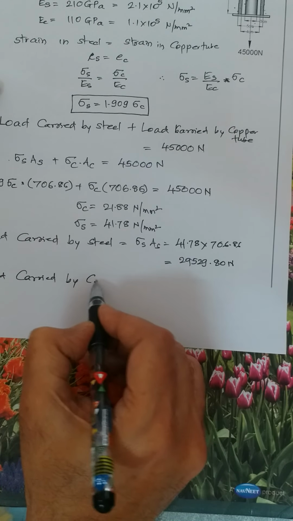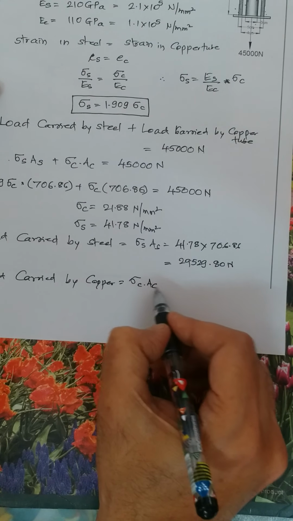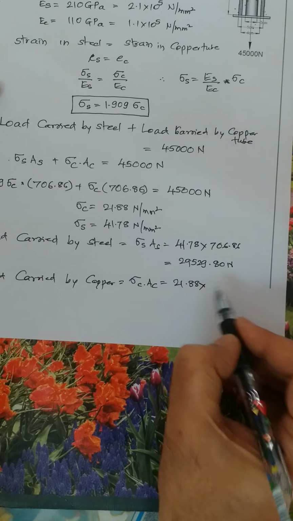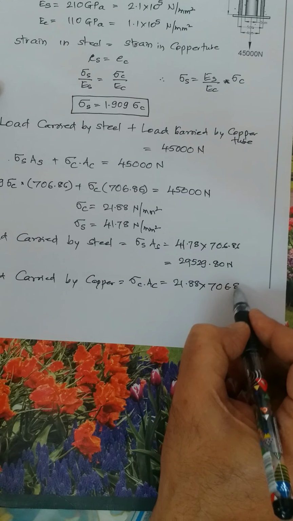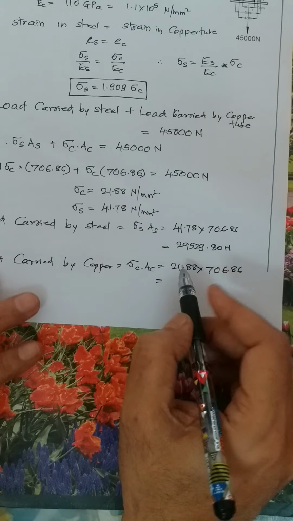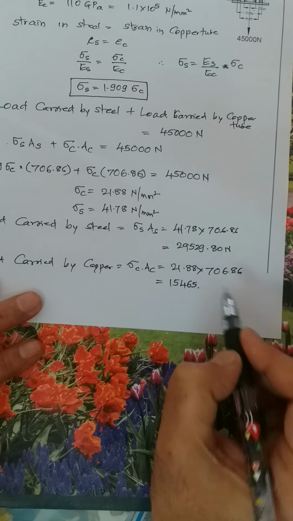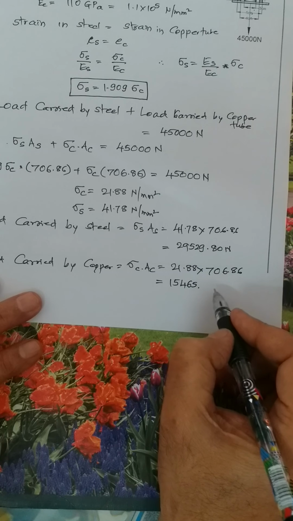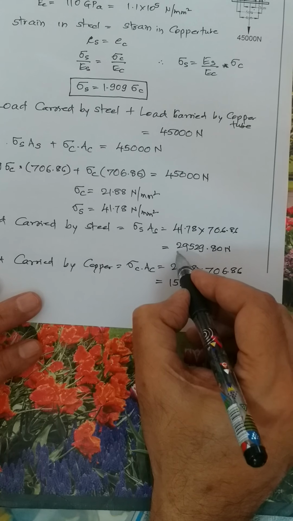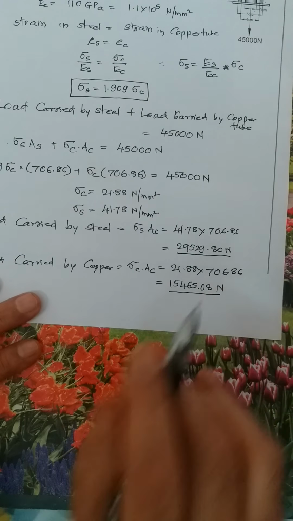Similarly, load carried by copper tube will be equal to sigma c into A_c. Sigma c is 21.88 into area of copper tube, 706.86 again. So this works out to 15,465.08 newtons. So this is the load carried by steel. This is the load carried by copper.